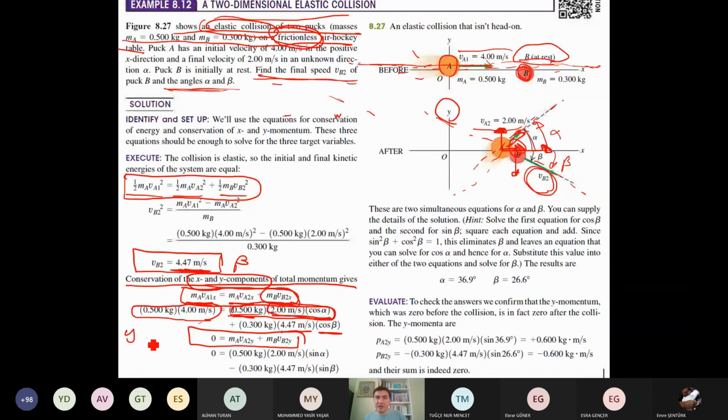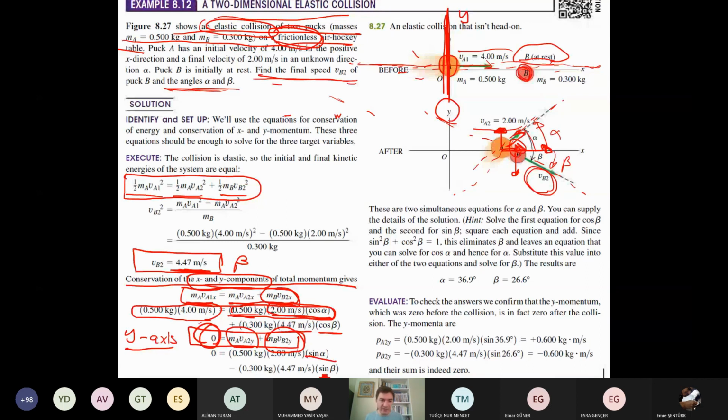Before the collision, look at this picture here, this figure. Before the collision, we don't have any momentum along the y-axis. For this reason, before the collision, the total momentum along the y-axis is 0. After the collision, we have momentum components from both A and B hockey pucks. Then I can write them with sine alpha and sine beta.